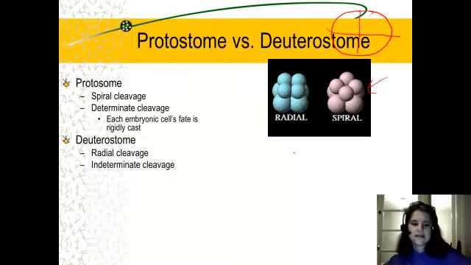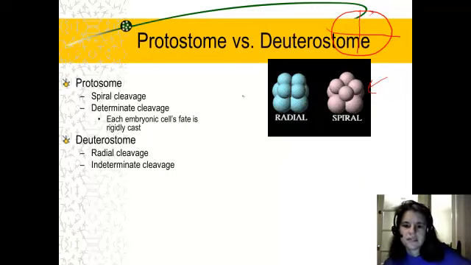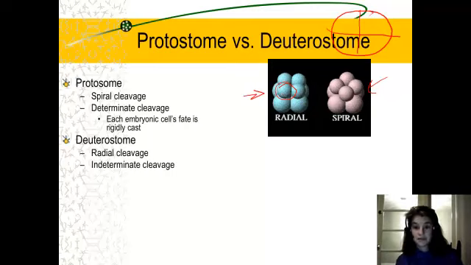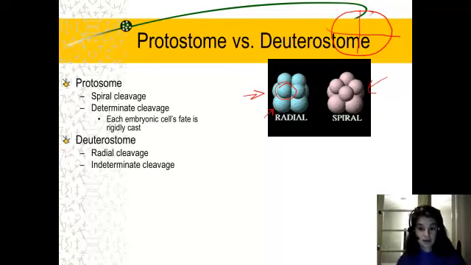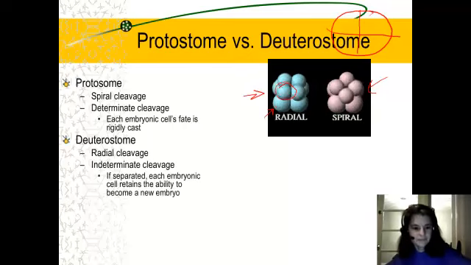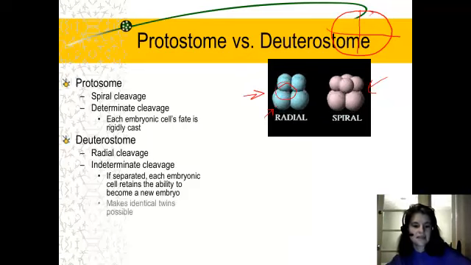Whereas indeterminate cleavage, which is what we see in this type of division, in deuterostomes, if you plucked this cell off of this ball of cells, it could become a whole other organism. At this stage, still, it retains the ability to do that. And in fact, if you plucked the cell off, well, the remainder would still become an intact other organism. So each embryonic cell retains the ability to become a new embryo in this case.